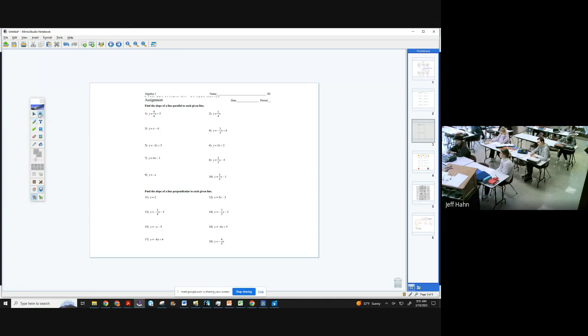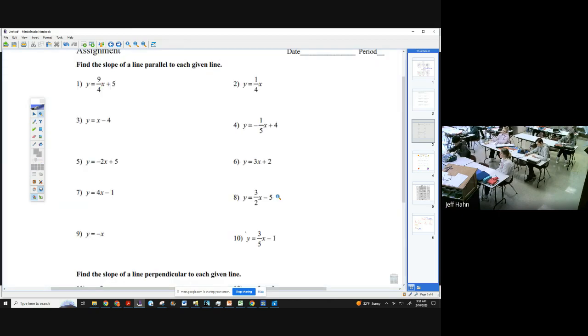Right. Sure. So let's look at the directions here. The first set says find the slope parallel to each given line. Watch how easy this is. This is in slope intercept form. You know that parallel lines have the same slope. And so a line parallel to this line would have to have what slope?